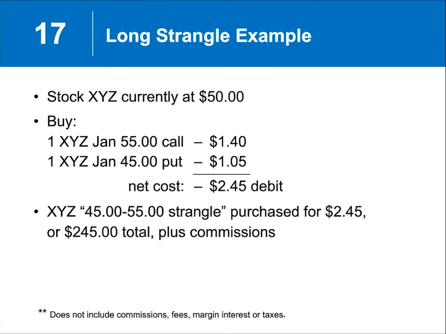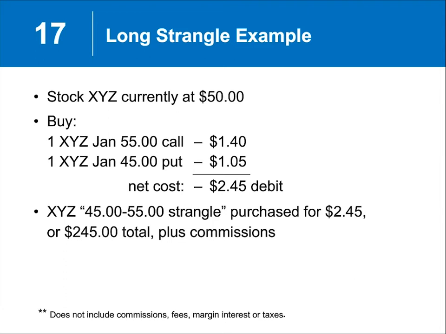So here's our example. XYZ is trading at 50. We're going to buy the 55 call. That's going to cost us $1.40. We're going to buy the 45 put. That's going to cost us $1.05. That's a $2.45 debit. Now that's a $2.45 debit compared to a $6.20 debit for the long straddle, if you remember. So it's a little bit cheaper.